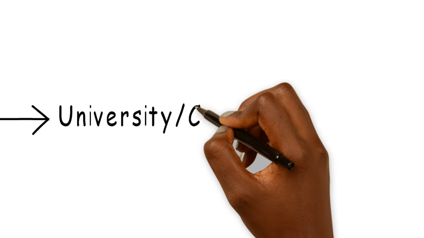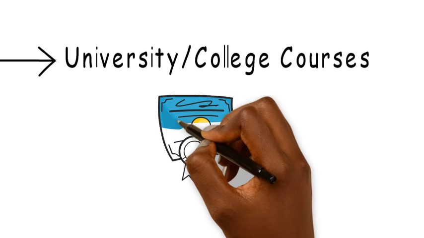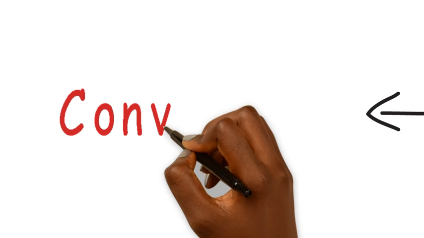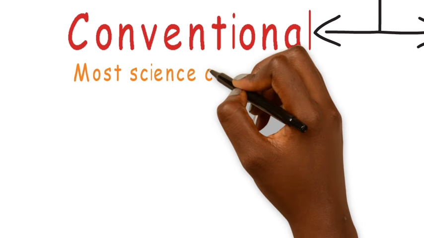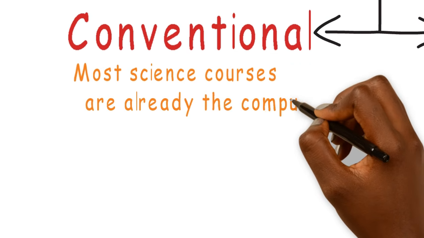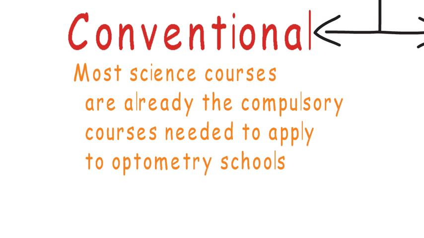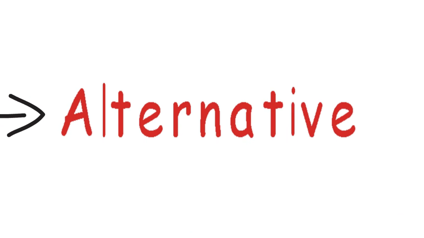Choosing university or college courses. Congrats! At this point, you graduated high school and you are currently studying in a university or college. If you decide to go through the conventional route, a science program, then this will put you on a straightforward path for optometry. Most of the courses that you will need to take in order to get your science degree will be the compulsory courses to apply for optometry school. Therefore, no time wasted. But keep in mind that it's not absolutely necessary to major in a science program when applying for optometry. An alternative route will be more time consuming.